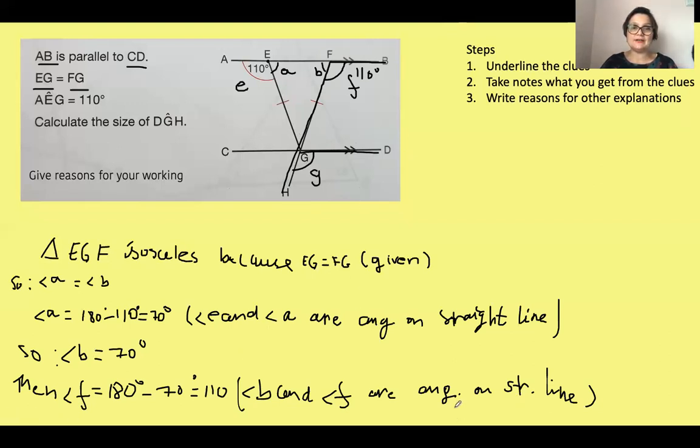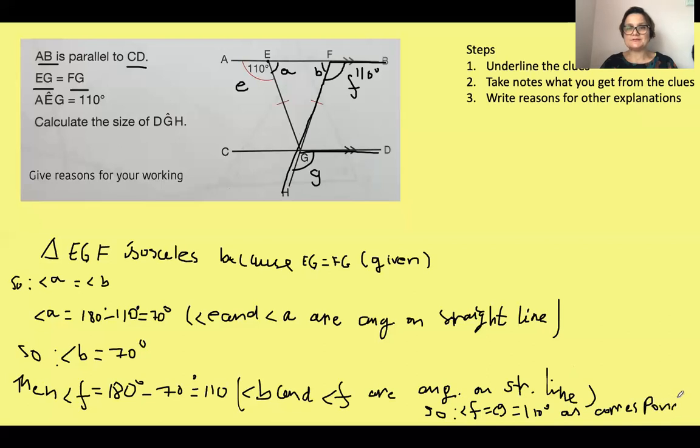So write down here, and this is the final one: so angle F equals angle G equals 110 degrees, as corresponding angles.